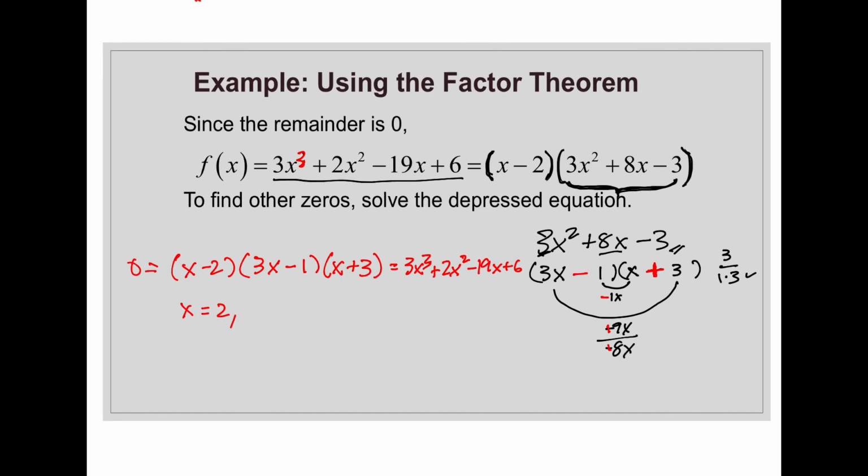For this one, well, let me look at it this way. 3x minus 1, we want to know what x value will give me 0 for that. Okay, well, add 1 to both sides. We see 3x is equal to 1. Divide both sides by 3. We see x is equal to 1/3. So 1/3 is one of the other zeros, one of the other solutions of this when f of x is equal to 0.